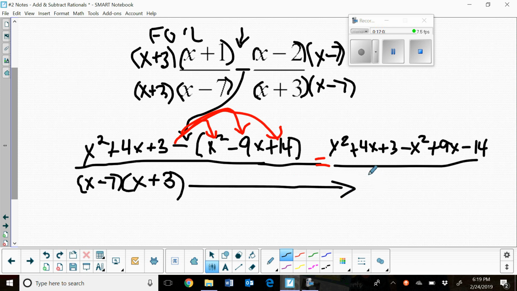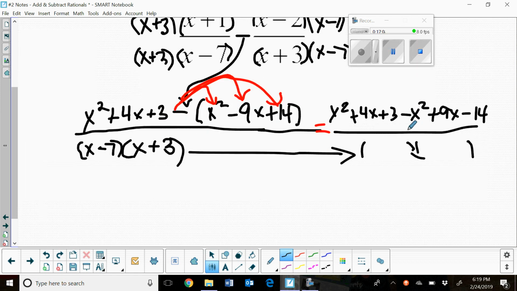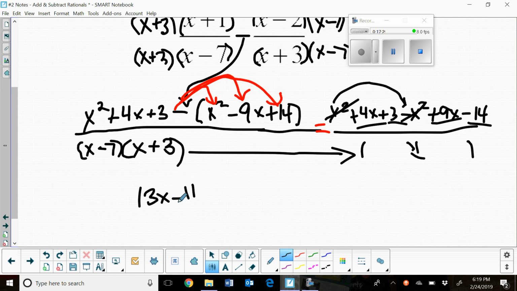I'm not going to rewrite it for now. You know what it is. We've got it, two binomials, okay? Let's simplify the top, the numerator. Let's add our like terms. X squared minus x squared, that's 0, so they just cancel. Then I have 4x plus 9x, that's 13x. And then 3 minus 14, that's negative 11.